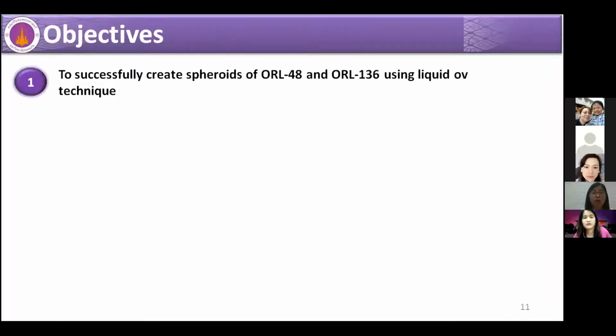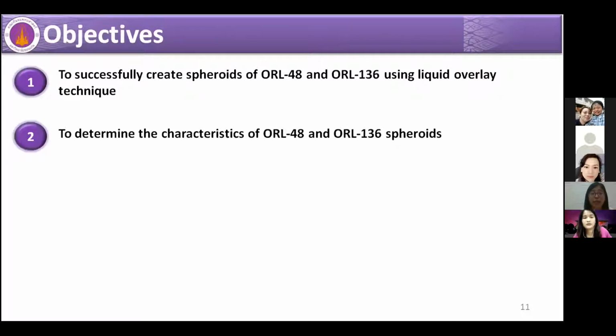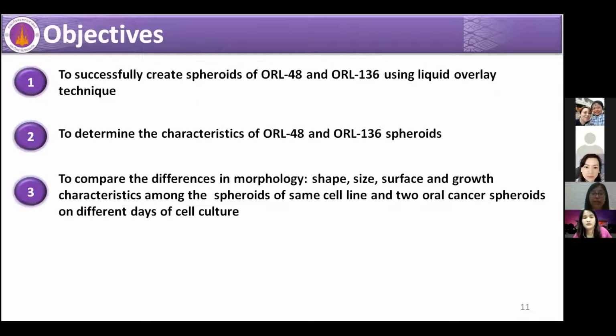Hence, the objectives of my study are to successfully create spheroids of ORL48 and ORL136 using the liquid overlay technique to determine its characteristics, and then to compare the difference in the morphology within the same spheroid and the different cell lines on different days of cell culture.